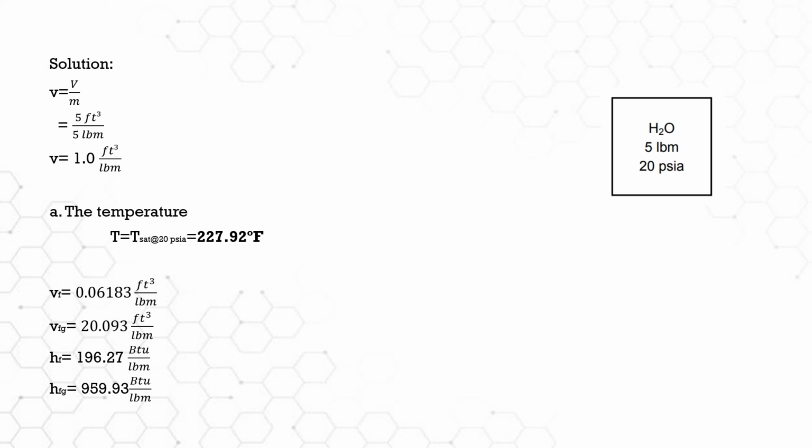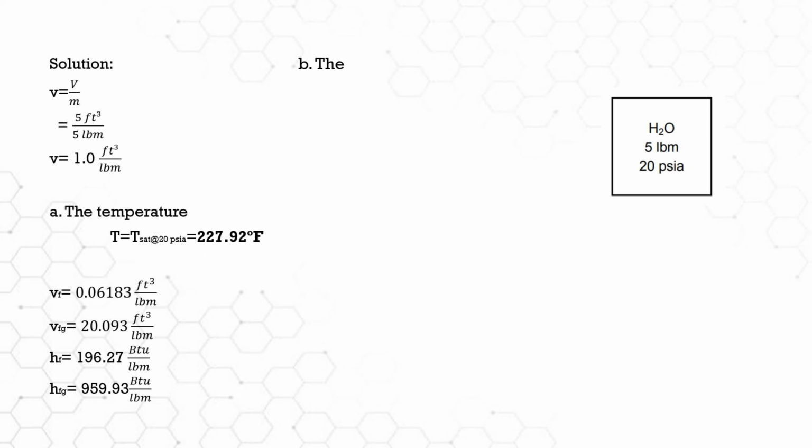So, the tank contains a saturated liquid-vapor mixture and the temperature must be the saturation temperature at the specified pressure, in which it is equal to 227.92 degrees Fahrenheit from our property table in table A-5E.